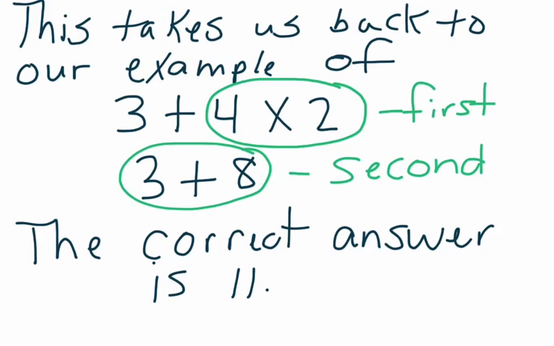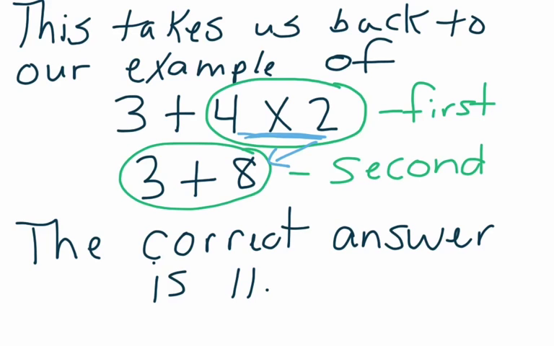This takes us back to our example of 3 plus 4 times 2. And 4 times 2 you would do first because multiplication is the more powerful of the operations that you're doing. So you're going to get 4 times 2 equals 8. And then second, you're going to add 3 plus 8. So the correct answer is 11.